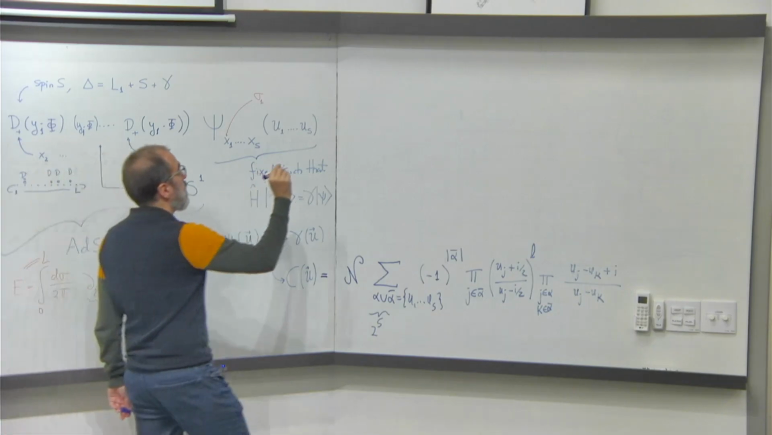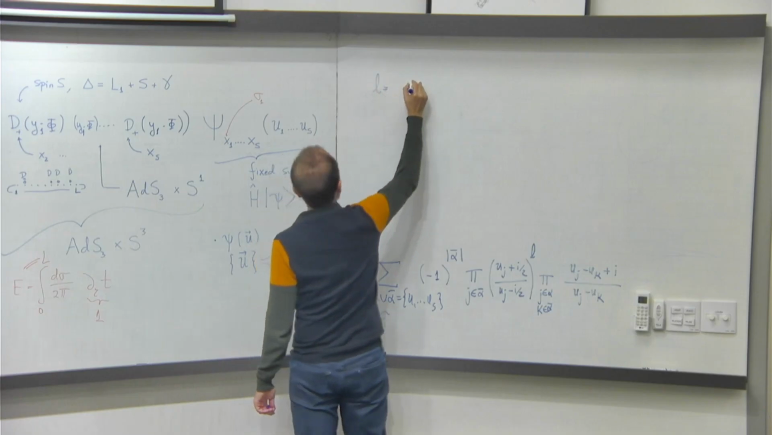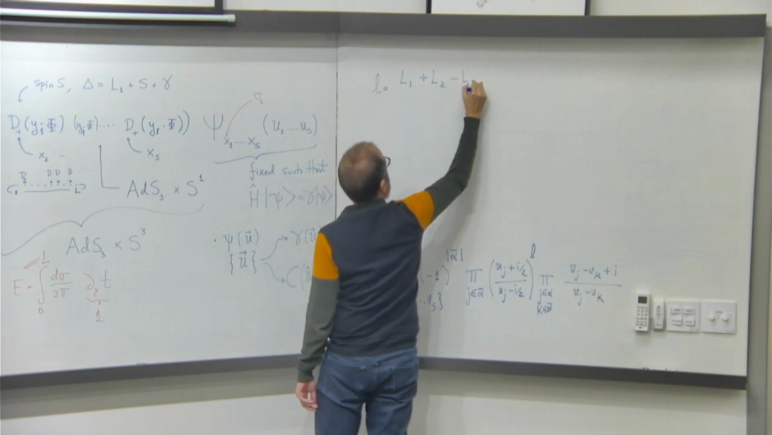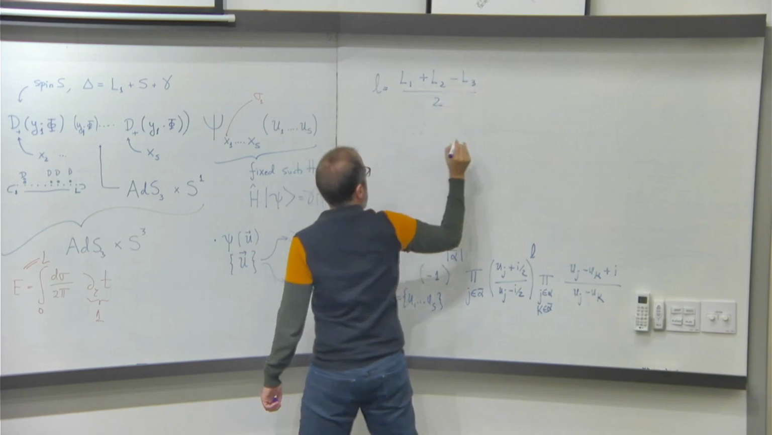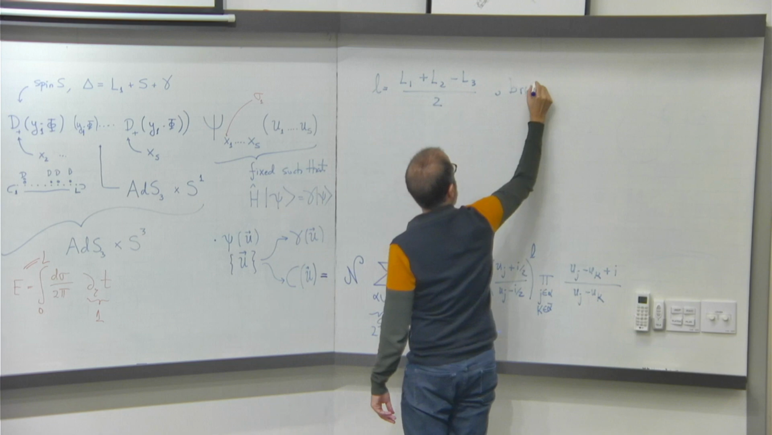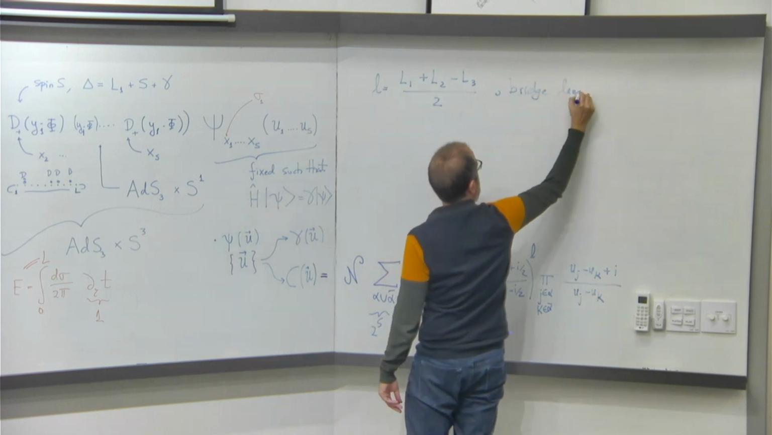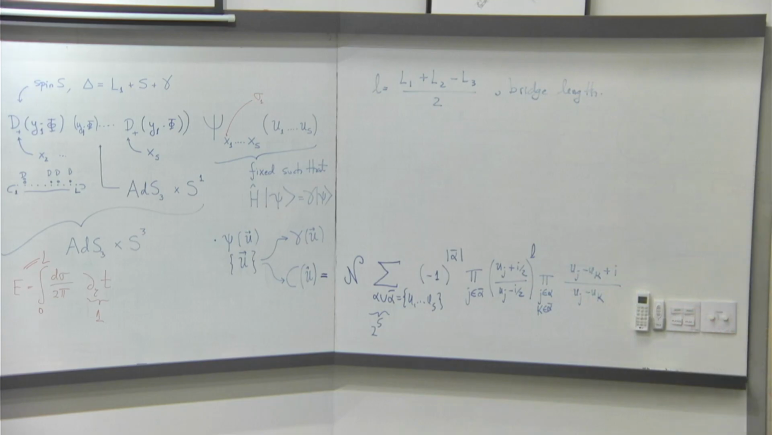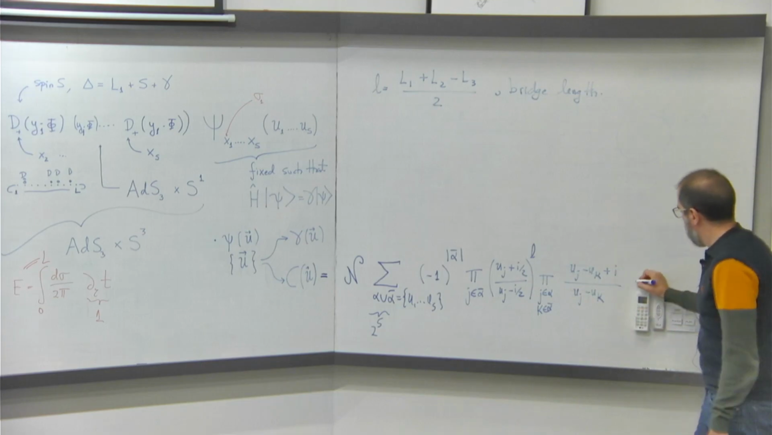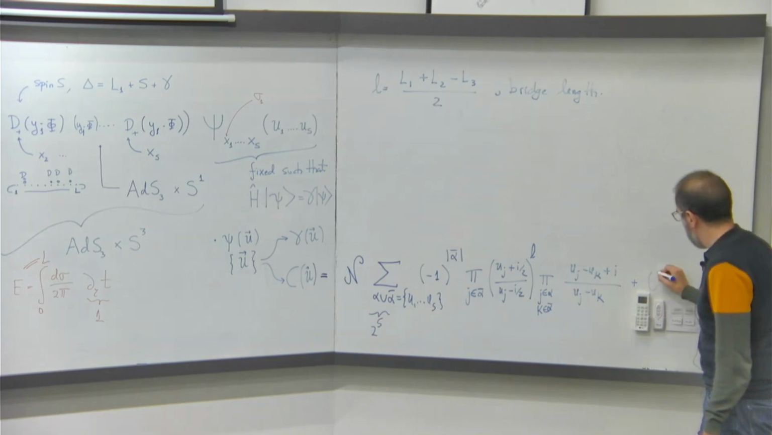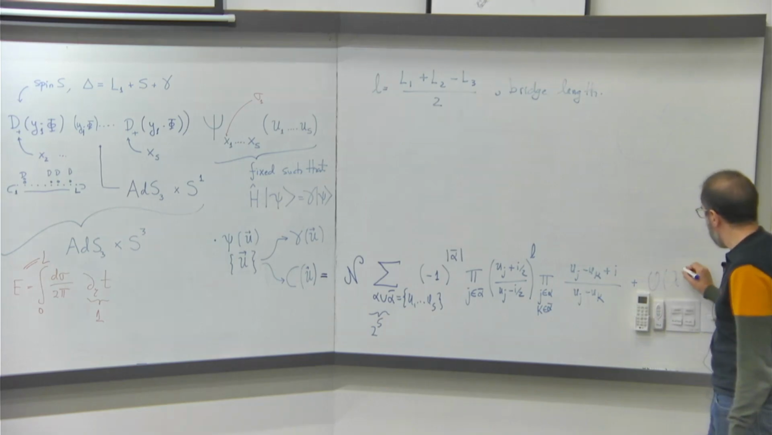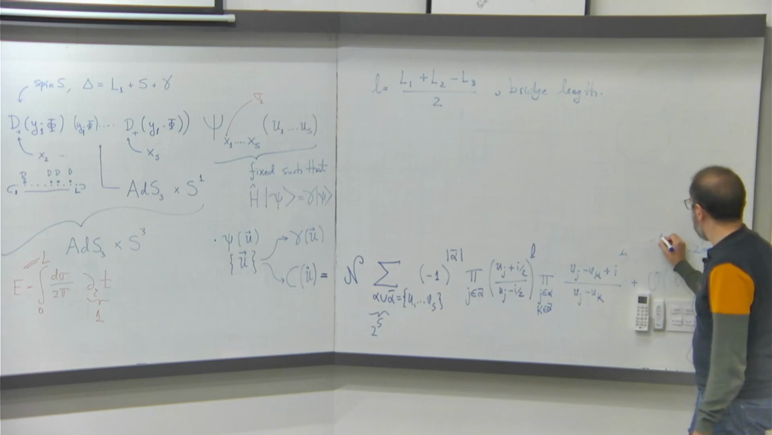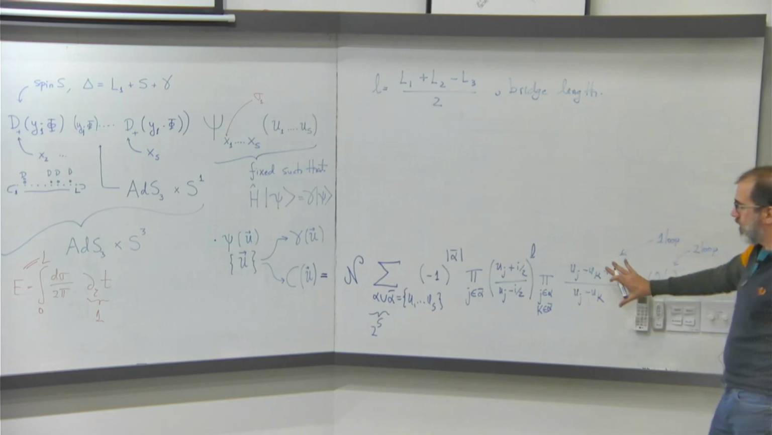So that L is (L1 plus L2 minus L3) over 2. It is what we call the bridge length. Okay, good. So that's the formula at tree level, at the leading order, and then there are corrections of order lambda. This would be from a 2-loop computation, whereas this stuff was the result of a 1-loop computation, even though it comes with lambda to the 0.